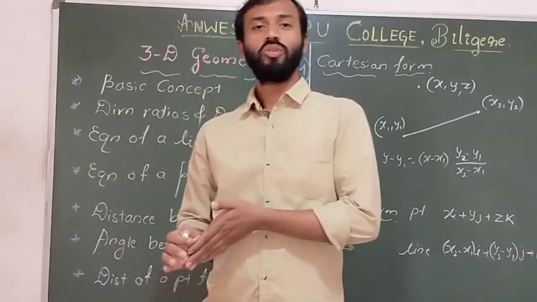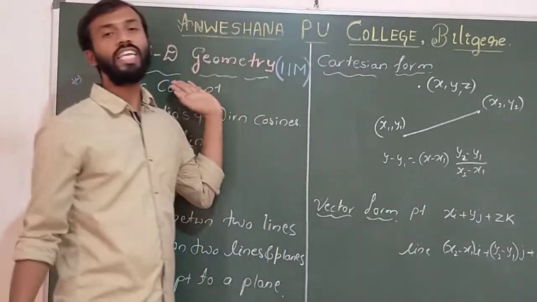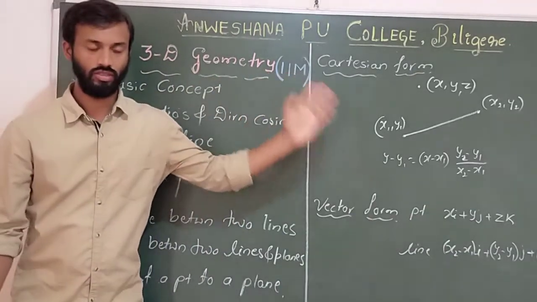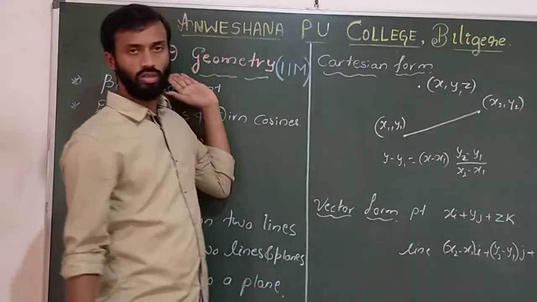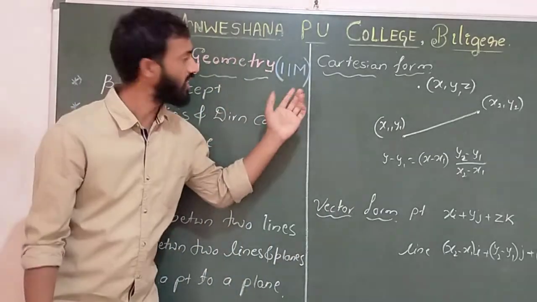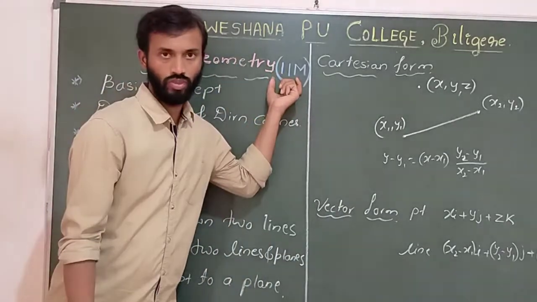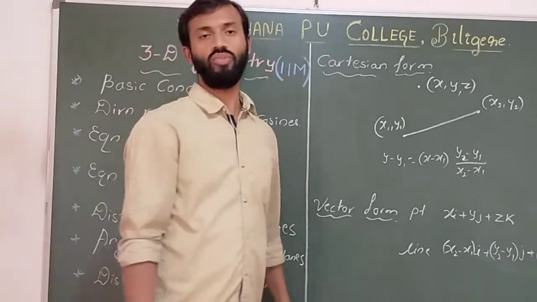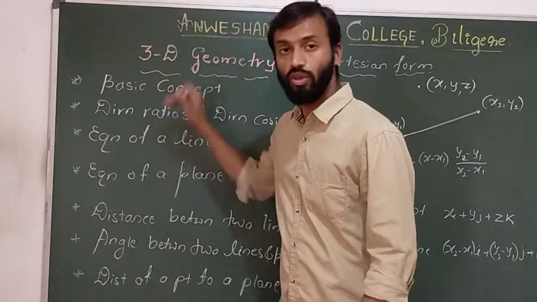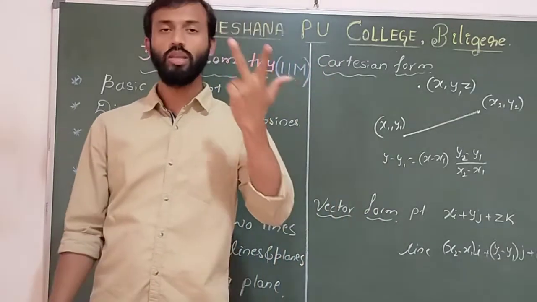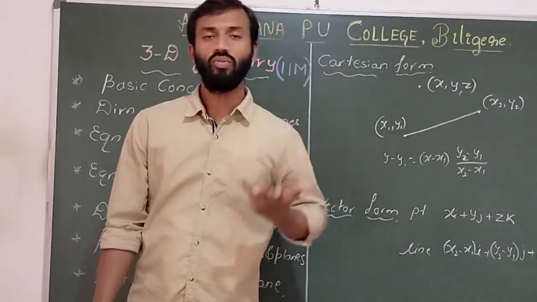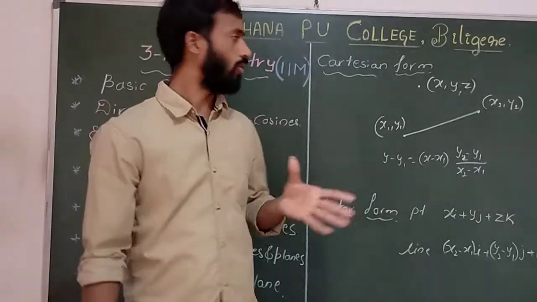Let's continue with this video on 3D geometry. The first thing is the importance of this 3D geometry from the examination point of view, dear students. We have 11 marks in the final exam from this chapter, in which there will be one 1-mark question, one 2-mark question, one 3-mark question, and one 5-mark question. So there will be a total of 11 marks.